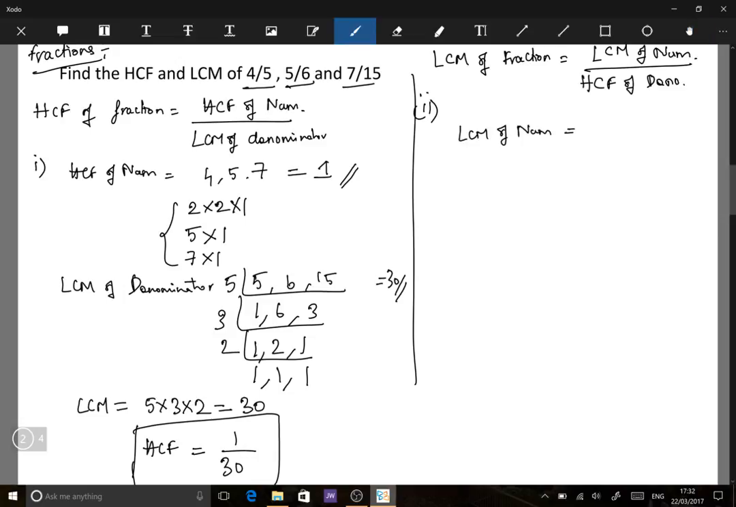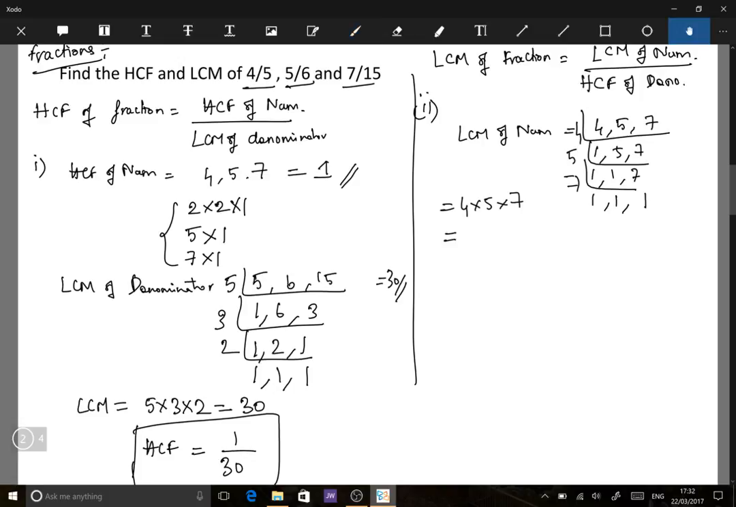What are the numerators? 4, 5, 7. See, all look different, which means I will get 4, 5, 7, 5, 1, 1, 7, 7, 1, 1, 1, right? So what I am going to do is 4 into 5 into 7, right? So what is the answer? 7 5s are 35, into 4, 140. So the first one is 140.